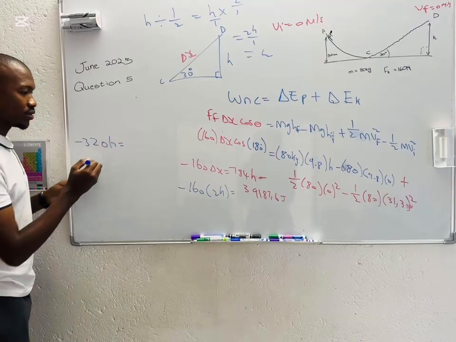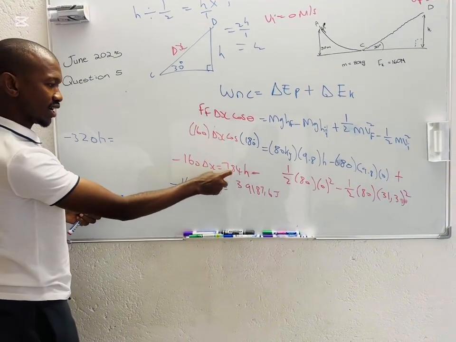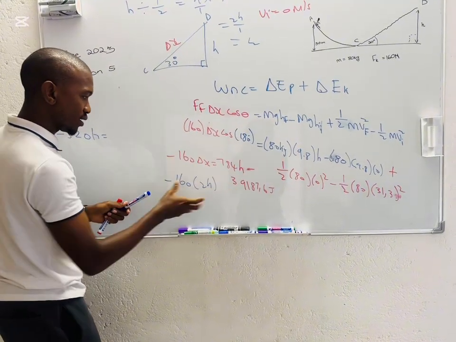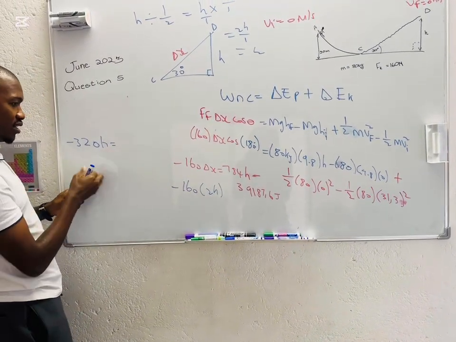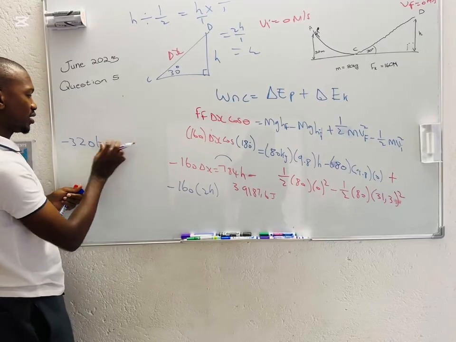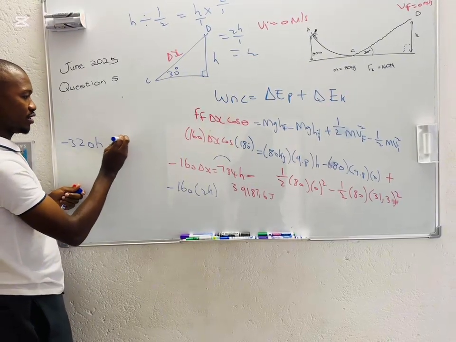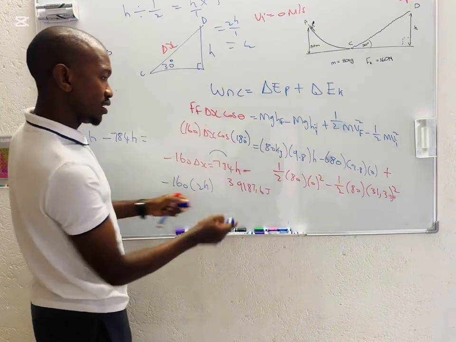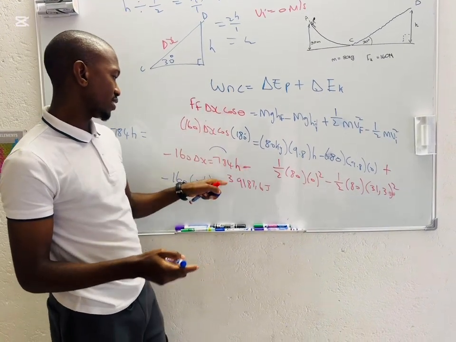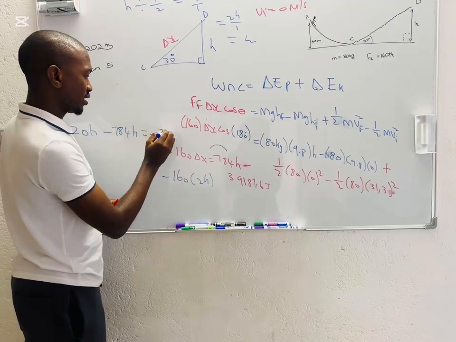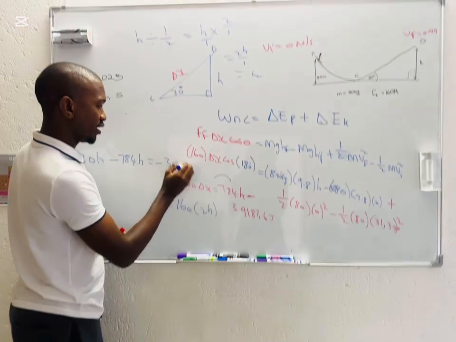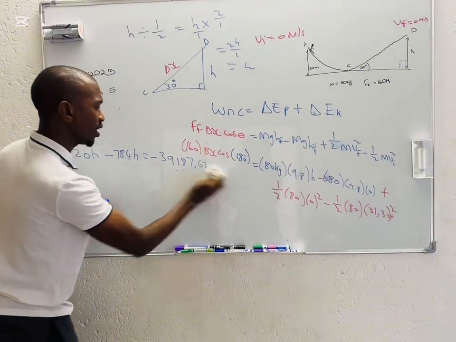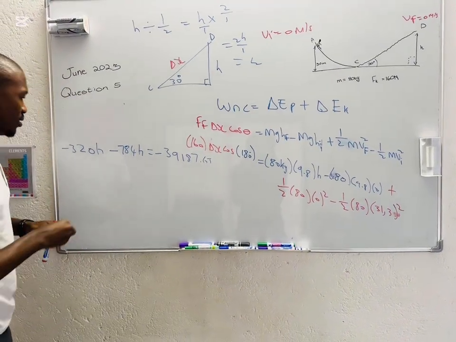H equaling to... we take this to the other side. I just have to simplify it here. So this is going to become negative 784H, equaling to negative 39187,6 joules, because it's minus here. That is our energy. Okay, just be with me, my people.